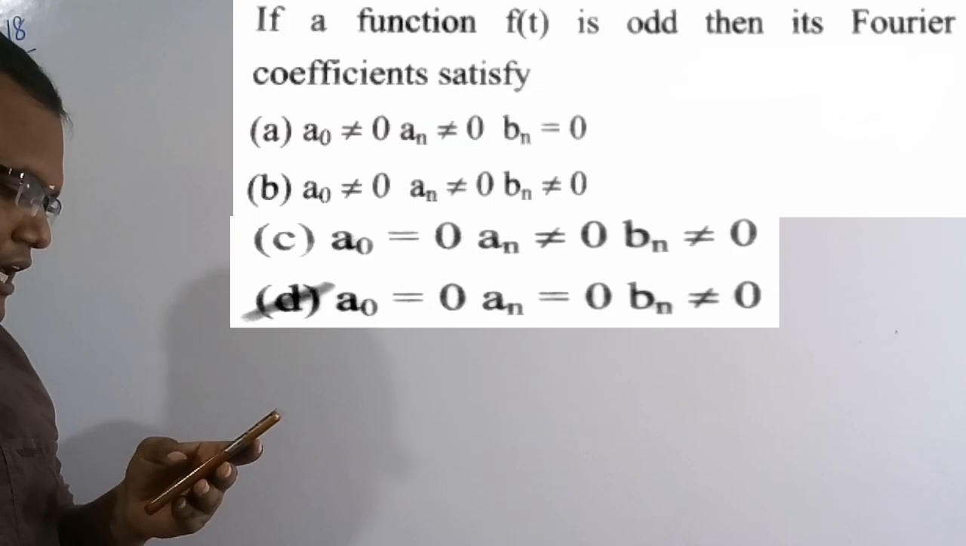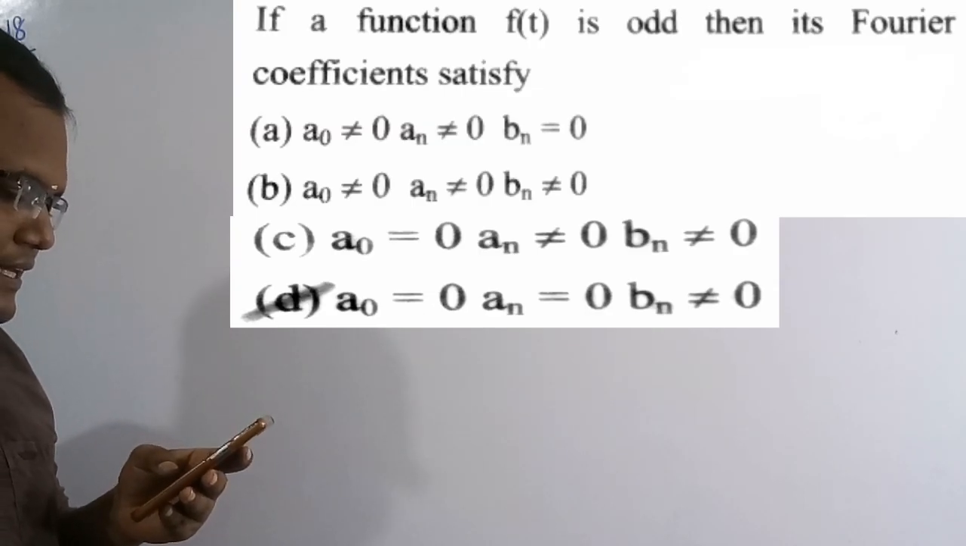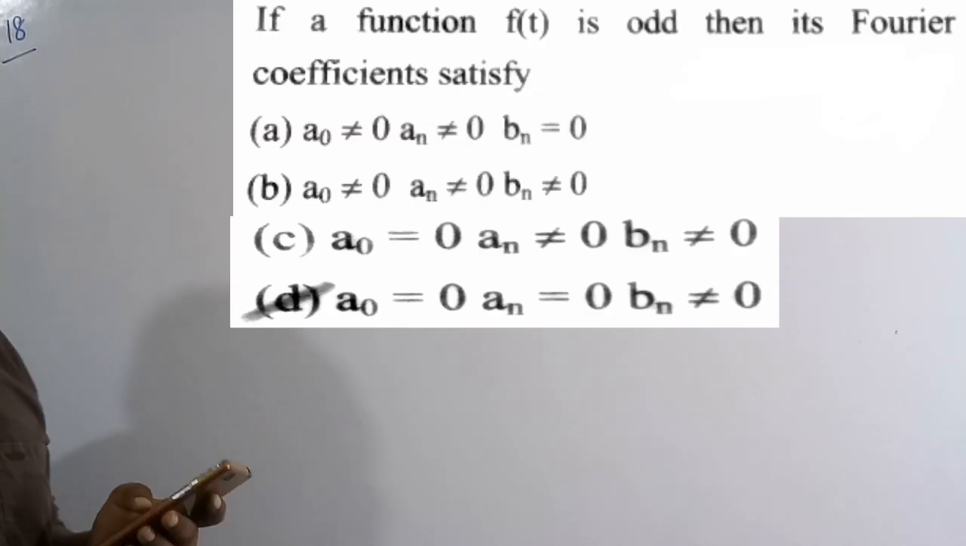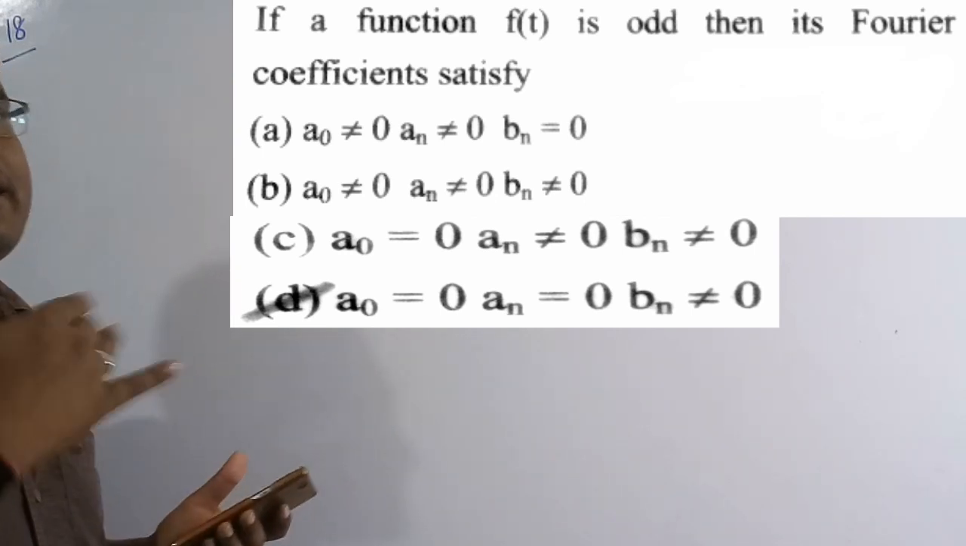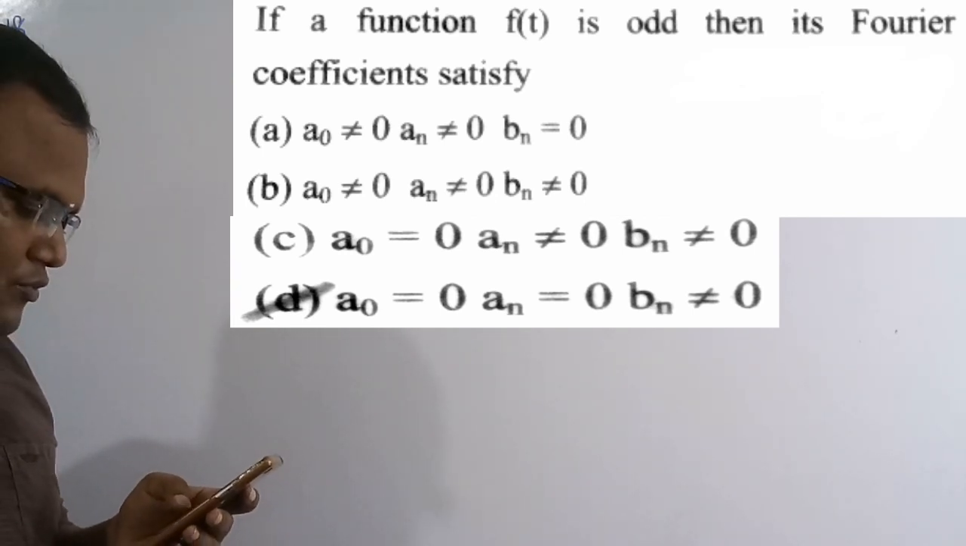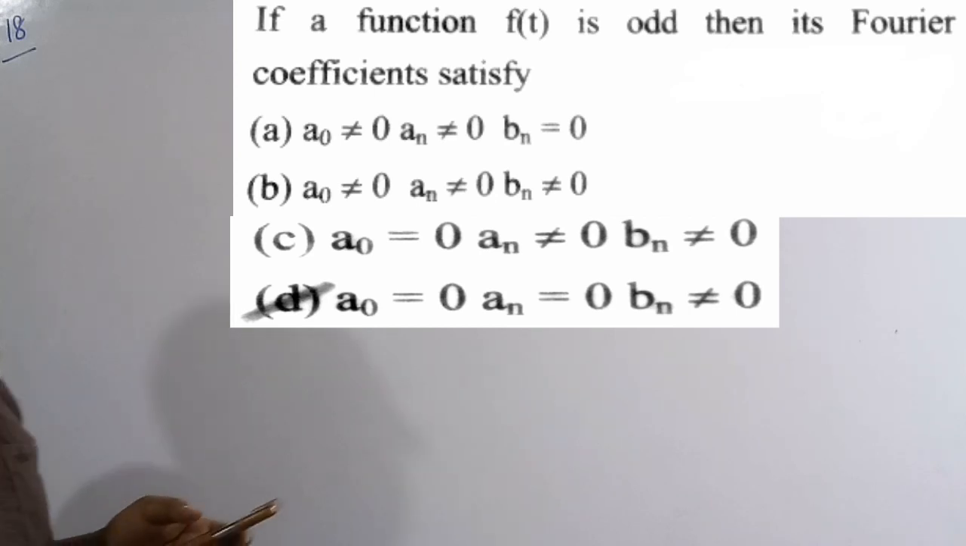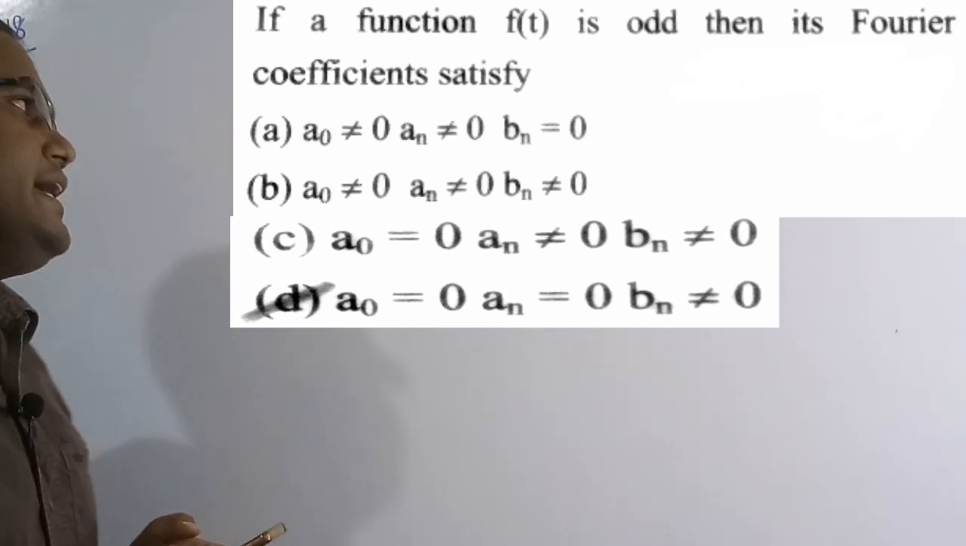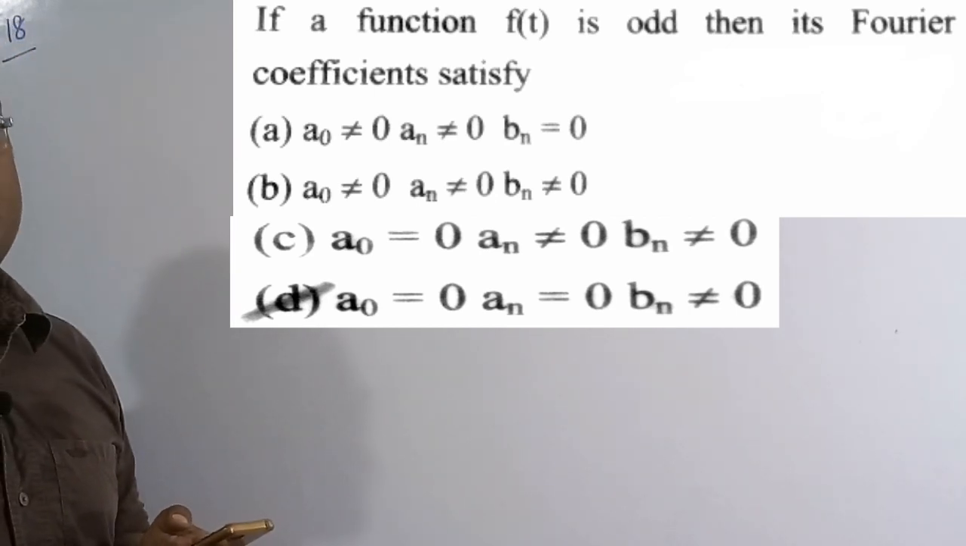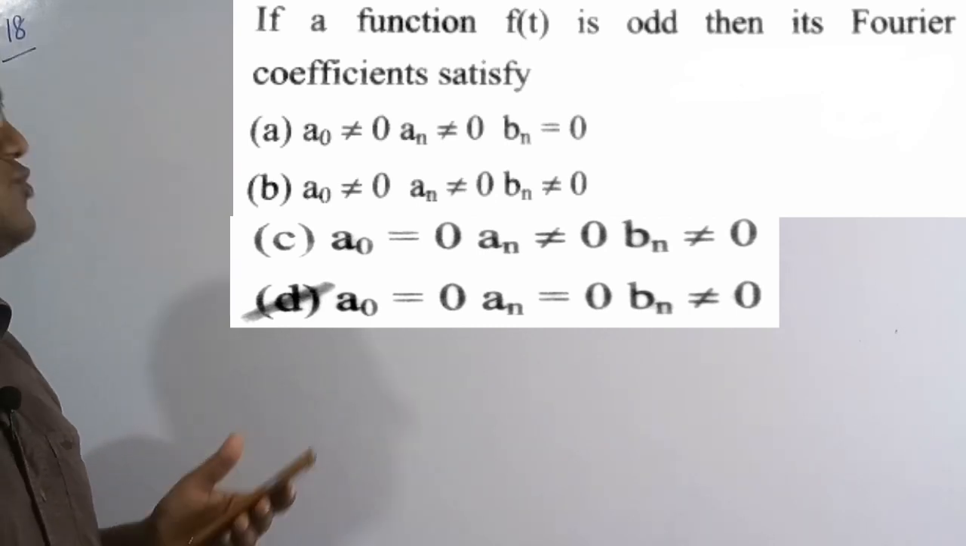See the question here. If a function f of t is odd, then its Fourier coefficients satisfy. So if a function is odd, then what is the nature of the Fourier coefficients? Out of the four options, option D is the correct solution of this question, where a0 is equal to 0 and an is equal to 0, but bn is not equal to 0. So let us solve this one.